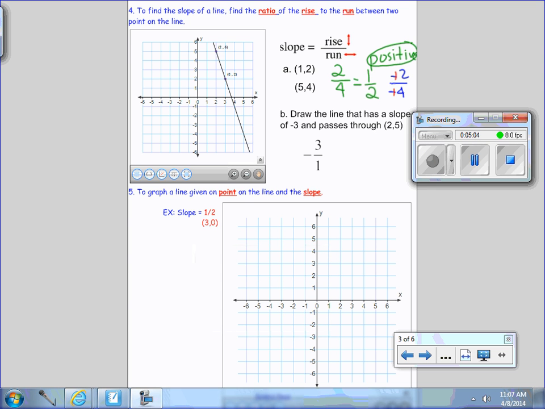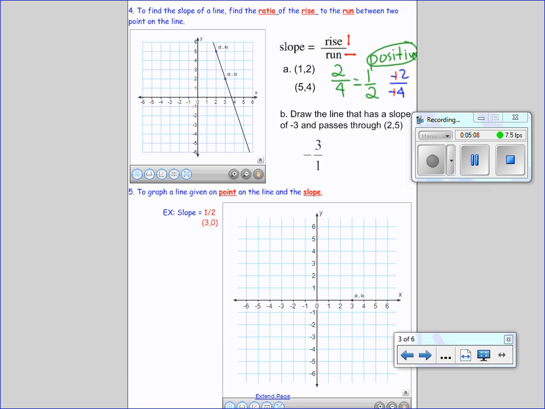So in example 5, we are going to plot the ordered pair of 3 and 0. And then it asks us to have a slope of 1/2.